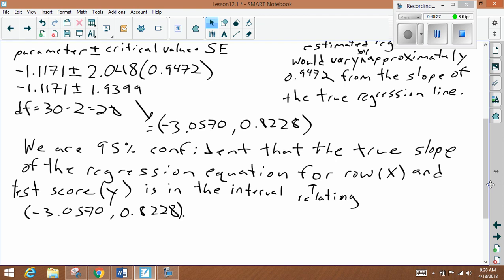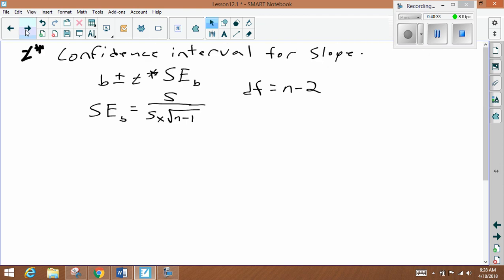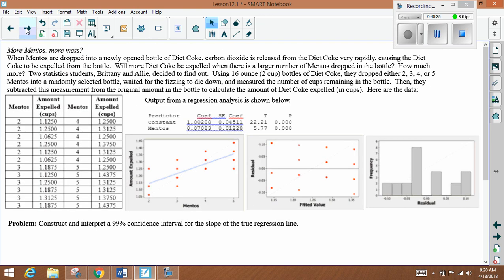We're going to perform a confidence interval. We're going to do some inference on slope. All right, so we got bunches and bunches of data. We got so much stuff to look at.